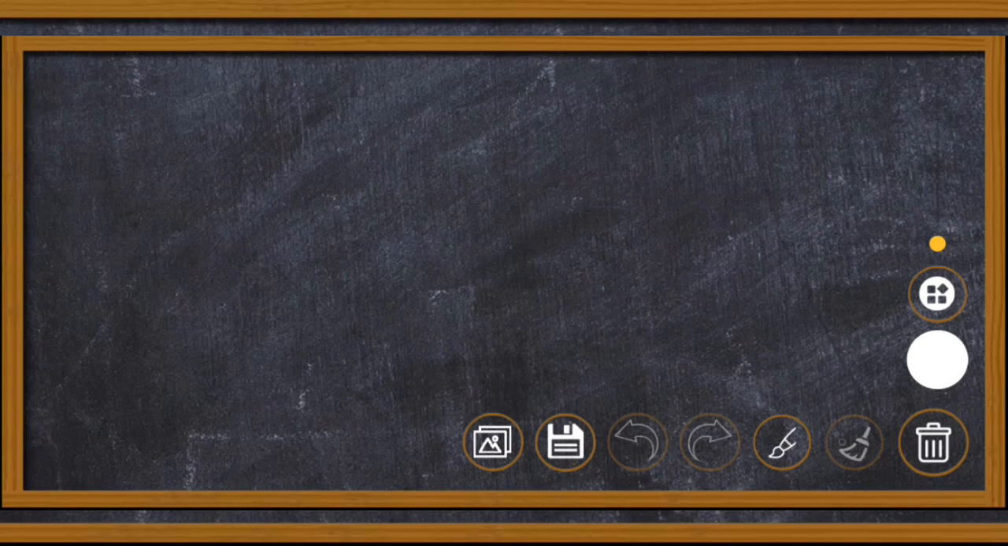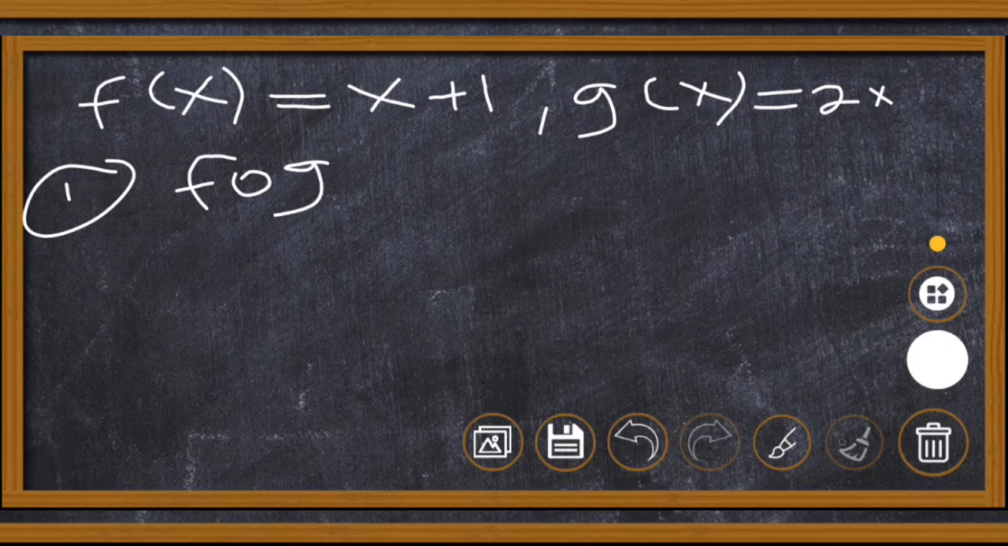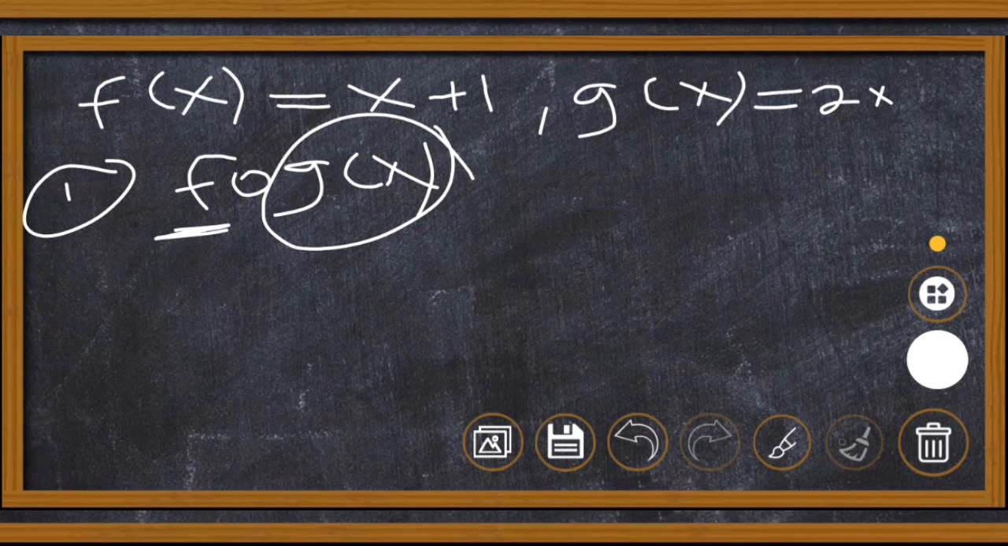So let's say you may be given two functions. Let's say f of x equals x plus 1, and then you have been given another function, let's say g of x equals 2x. The first one, let's say you have been asked to find f of g of x. So what this simply means is that in this function, which is f of x, you replace x with the function g of x. Okay, so in this case, let's begin by writing the function f of x.